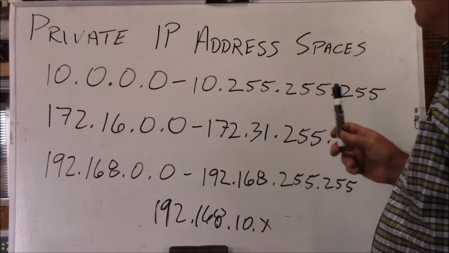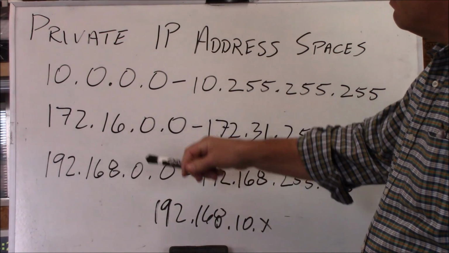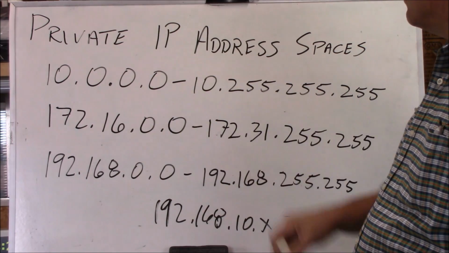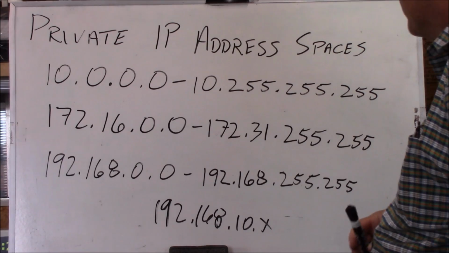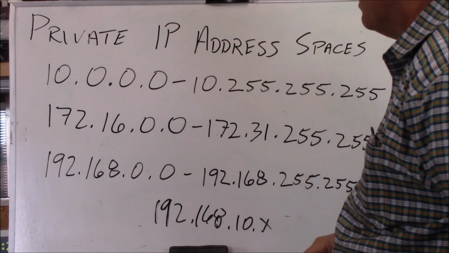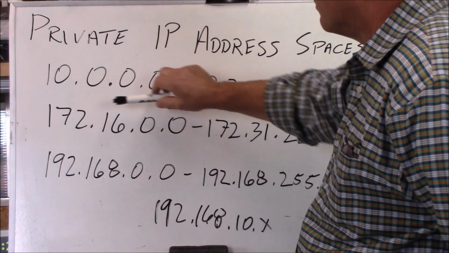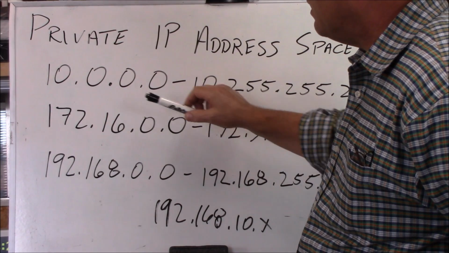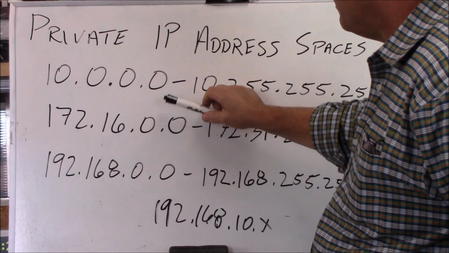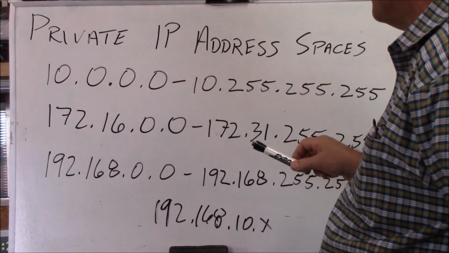You might also be wondering why I picked a 192 network instead of a 172 or the 10 network. Well, generally, and this isn't written in stone, but generally the 10 networks are for Class A networks. The 172 networks are going to be your Class B networks, and your 192 networks are your Class C networks.